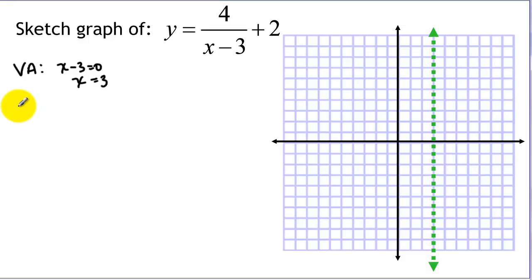And to look at the horizontal asymptote, remember that's going to be y equals k. So in this case, it's y equals 2. So let's draw our horizontal asymptote again with a dashed line. So we're at y equals 2.